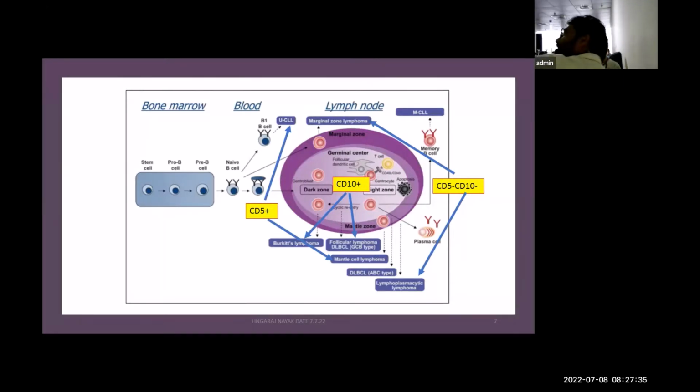So if you see this diagram, this is the normal B cell ontogeny, right? It starts from the marrow, where we have stem cells, pro B cells, pre B cells, and there is something called the naive B cell that comes to the blood first. The naive B cell is something which is not exposed to any antigen, that is just released from the marrow and goes to the blood. It can be present in the tissue as well. So this is the cell which interacts with the antigen first. Any antigen that comes from outside, the naive B cell will interact with.